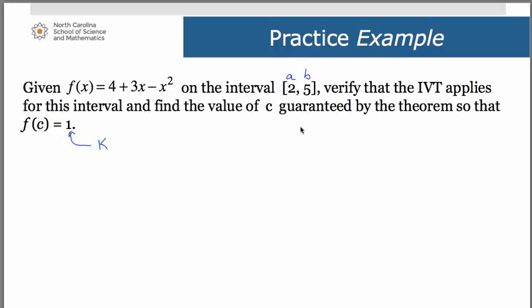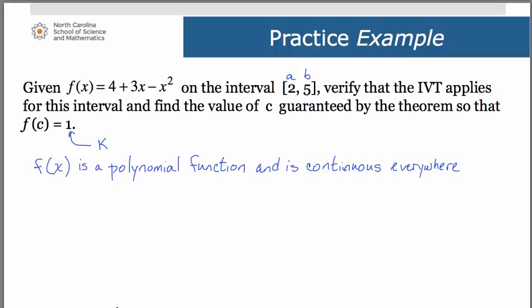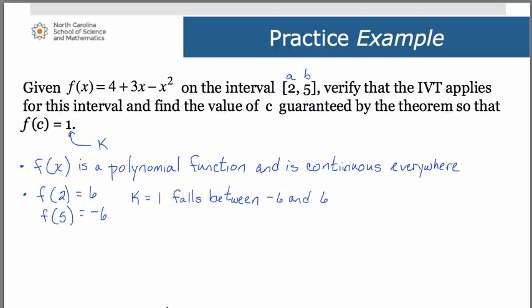So let's think about what the intermediate value theorem states. It states that we must have a continuous function. Well, f of x is a polynomial function, and therefore it is going to be continuous for all x's. So that satisfies that one criterion. Now we also need to show that the k value of 1 is in between f of a and f of b. So let's go ahead and find f of 2, and we'll need to find f of 5, and simply substitute in to find those. We find that f of 2 is 6, f of 5 is negative 6, and obviously 1 is in between. And again, it doesn't matter which is bigger or smaller, f of a or f of b.